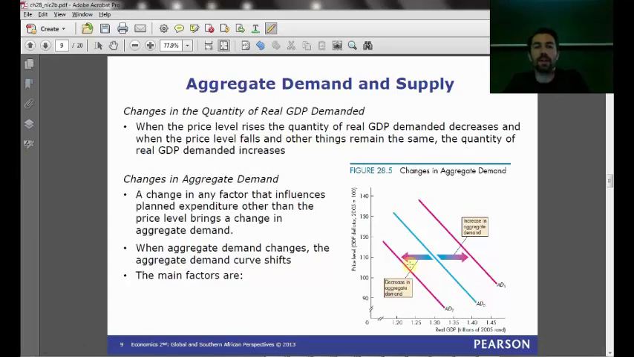So why would our aggregate demand curve shift? What causes a change? There are 3 main things.